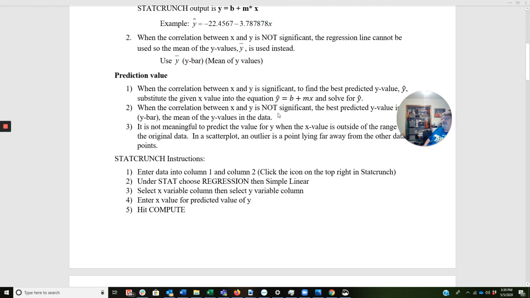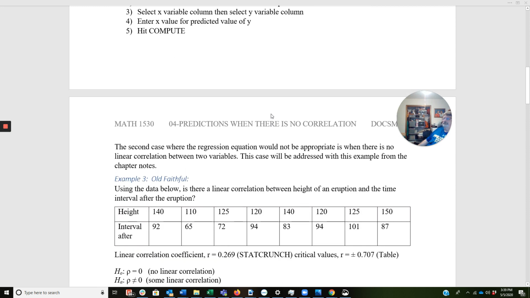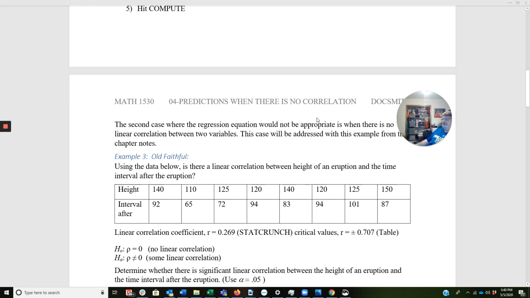So the instructions for StatCrunch are still here. The example I'm going to use for this actually came out of the chapter notes. So let's get to the problem itself. This is a case where the regression equation would not be appropriate because there's not going to be any linear correlation. This case will be addressed in this example from the notes.